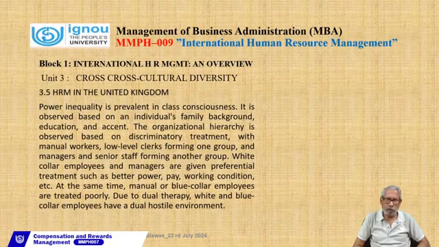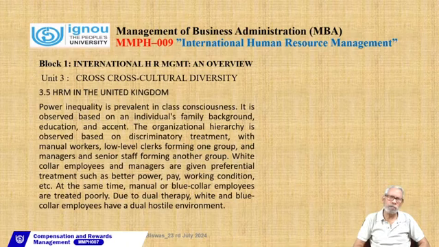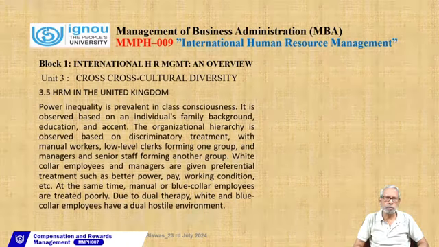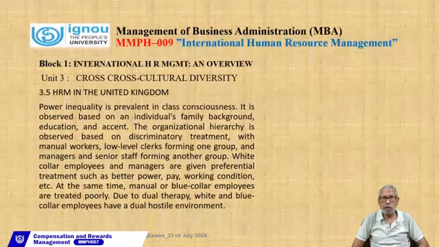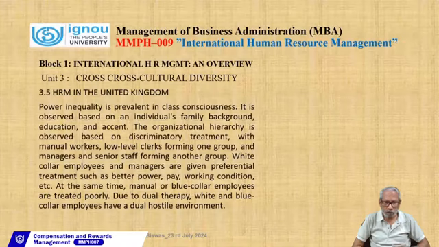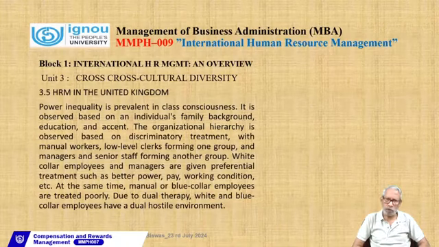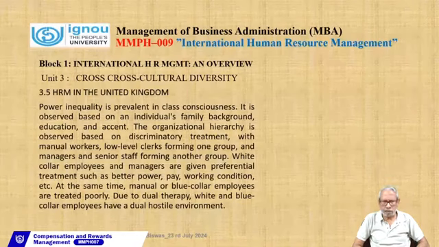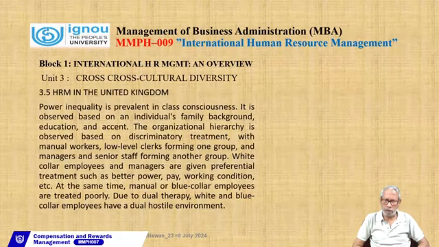But at the same time, the manual workers, those are blue-collar employees, basically those who are considered low-level workers, peons, or helpers. Sometimes the company even gives them a dress code, so you can identify who the blue-collar workers are and who the white-collar company employees are. Based on the dresses also you can identify them. So they are treated poorly, due to dual treatment, because in both cases they are dealt with in a different way. So white and blue collar employees have a dual hostile environment.